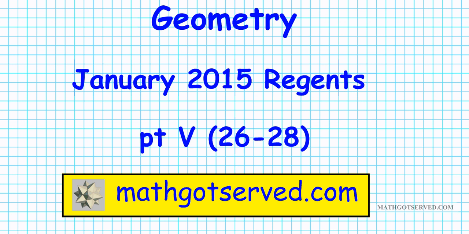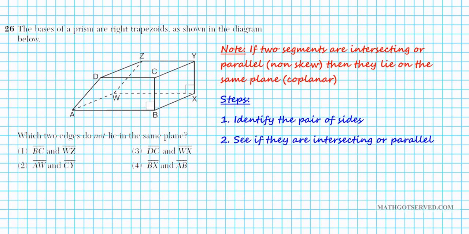In this clip, we're going to be going over problems 26 through 28 of the Geometry January 2015 released examination. All right, let's take a look at problem 26. It reads, the bases of a prism are right trapezoids as shown in the diagram below. So we can see the two right trapezoids, DACB and ZWXY. Which two edges do not lie in the same plane?